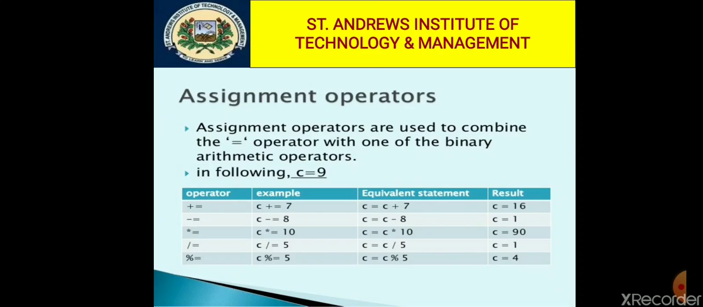So in the first example, plus equal to: C plus equal to 7. That means C is equal to C plus 7. Above the table, we assigned C is equal to 9. That means C plus 7 means 9 plus 7 equal to 16. So the resultant value will be stored in the C variable.